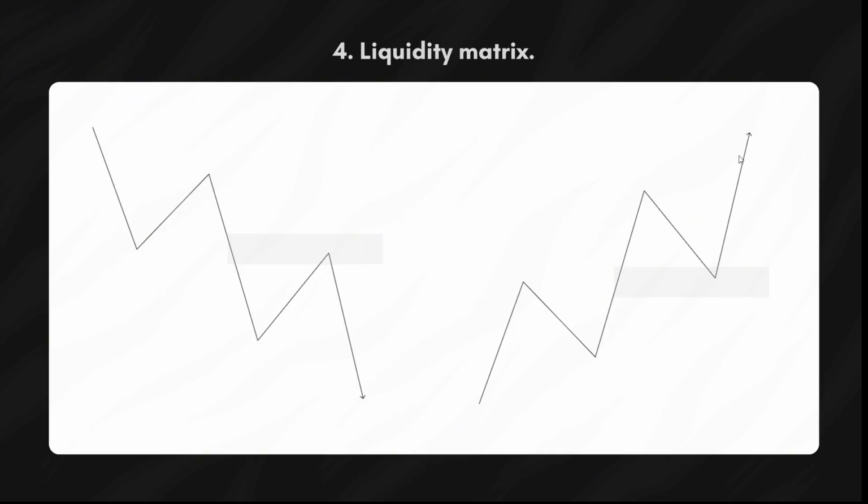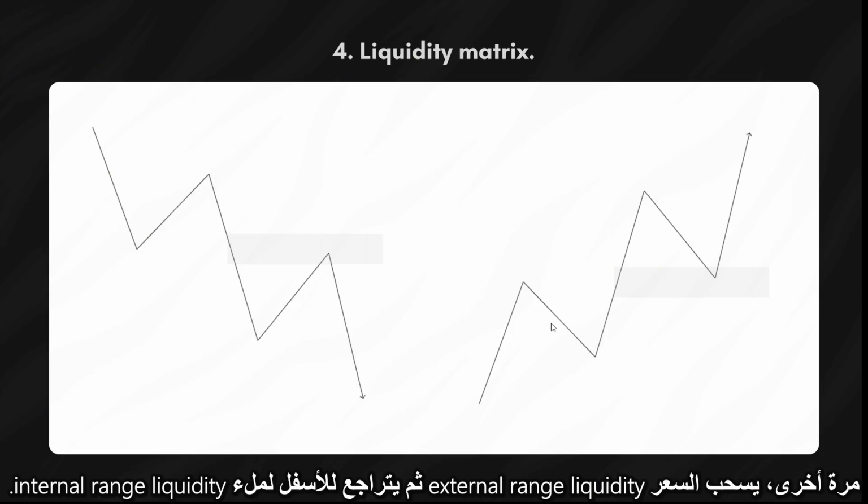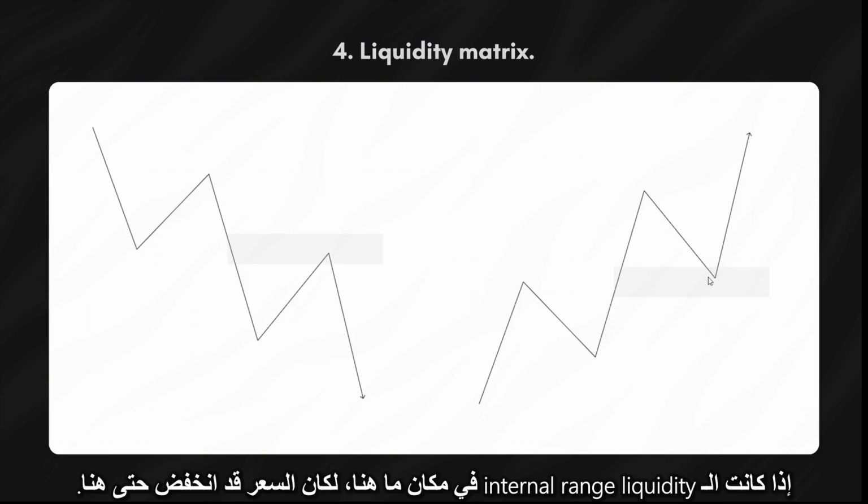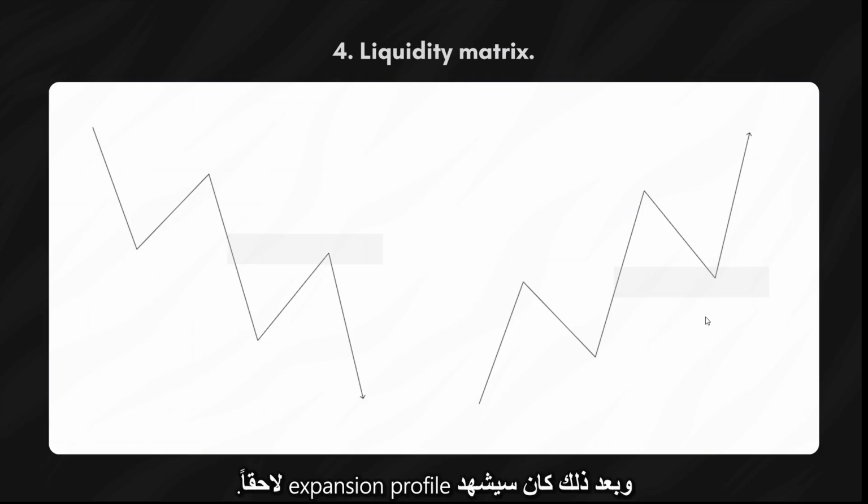And similarly in the bullish example, again price takes out external range liquidity and then it retraces lower to fill internal range liquidity, and unless and until that internal range liquidity is filled, price would just keep going lower. If the internal range liquidity was somewhere right around here, then price would have gone down until here, down until here, no pun intended, and then after that it would have had an expansion profile later.